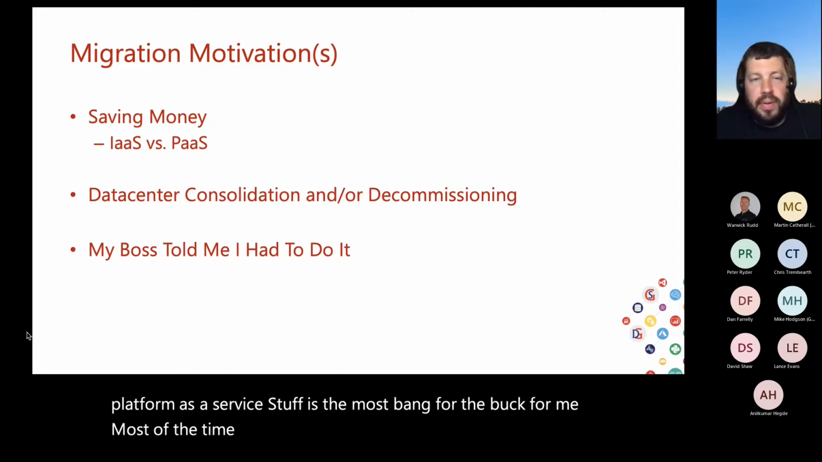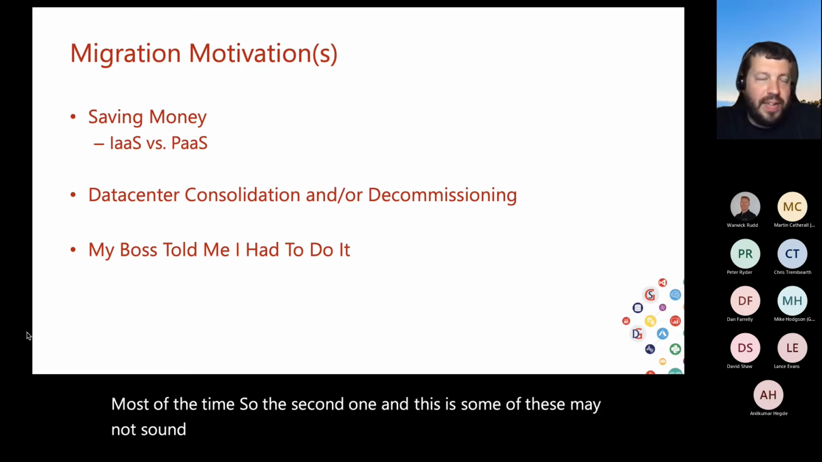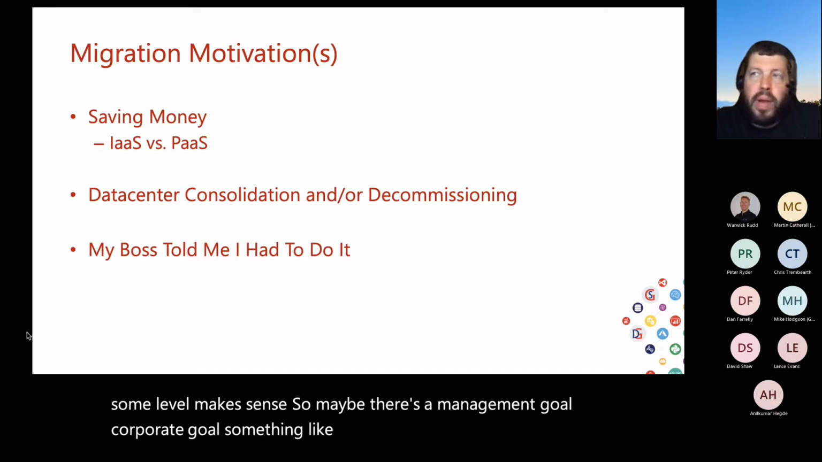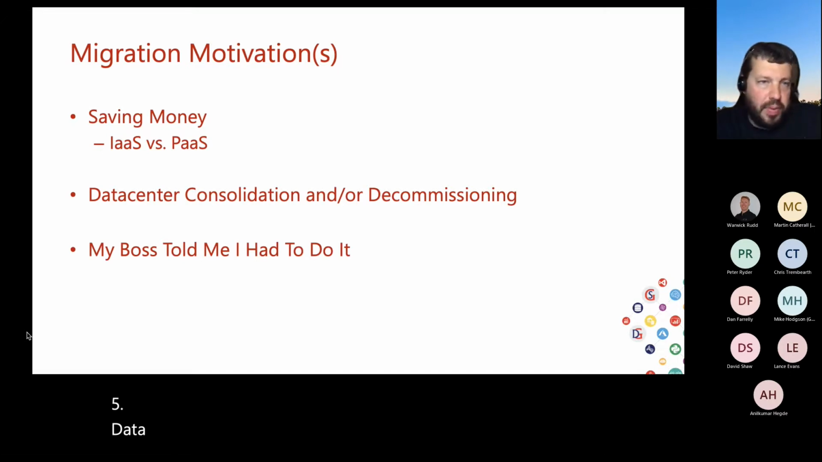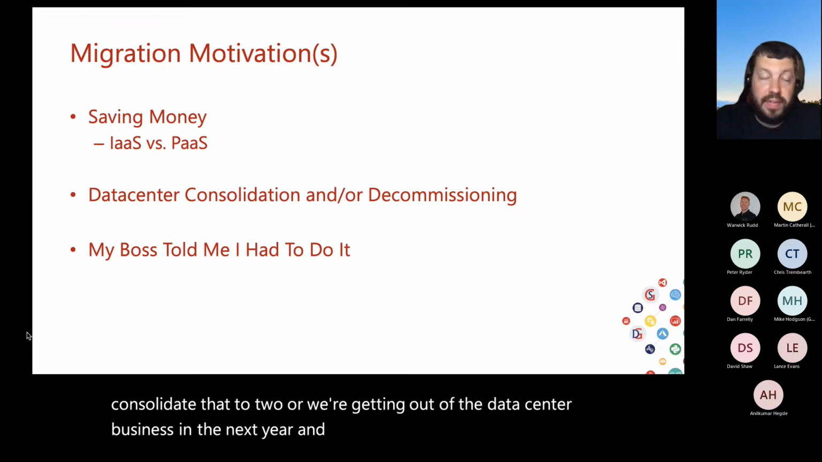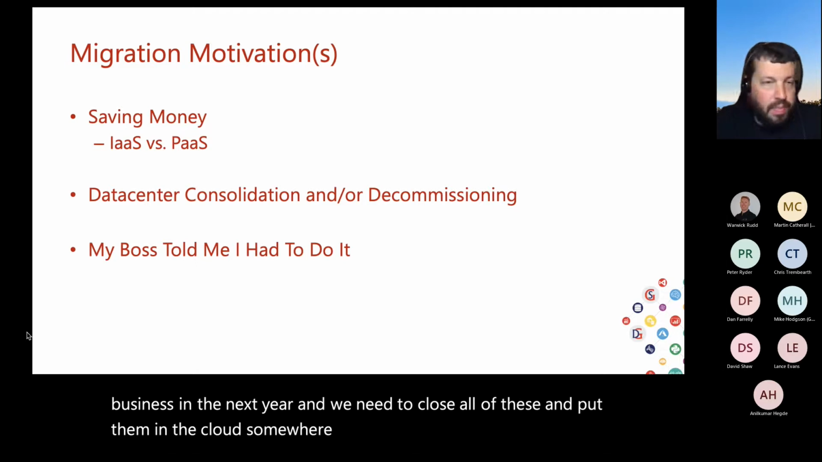So the second one, and some of these may not sound fun, but these are all things that I've seen and they do at some level make sense. So maybe there's a management goal, corporate goal, something like that, where it's, well, we have 5 data centers spread across 3 nations and we need to consolidate that to 2. Or we're getting out of the data center business in the next year, and we need to close all of these and put them in the cloud somewhere because contracts are running out, leases are up, something like that.